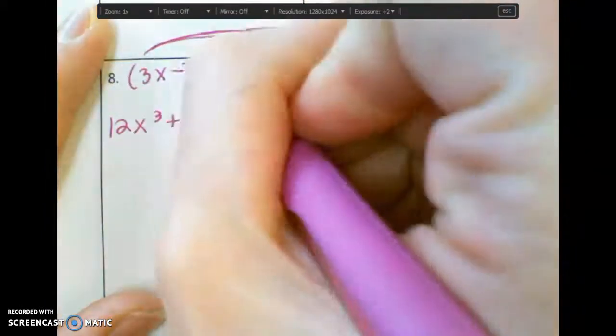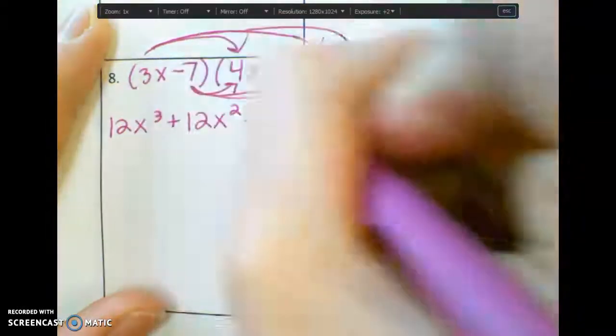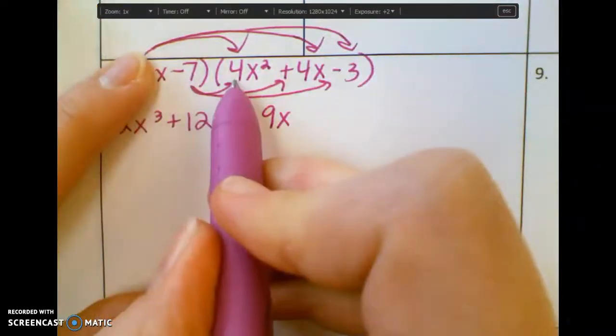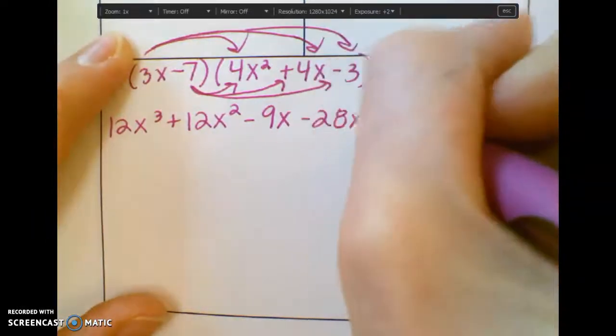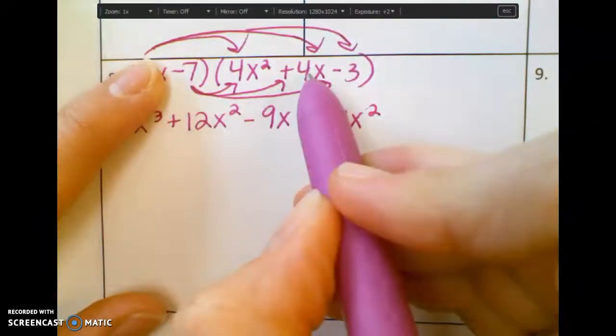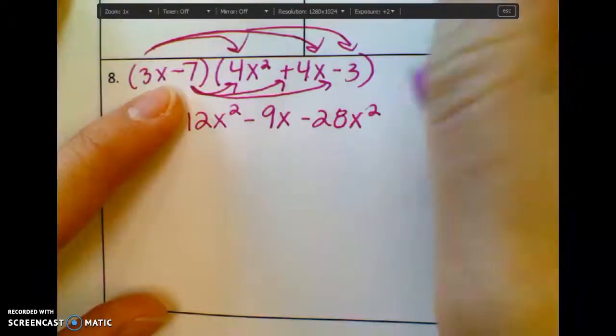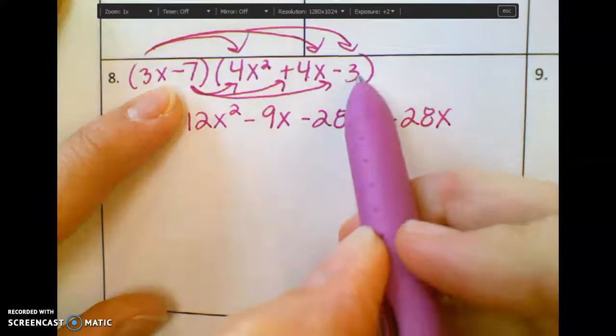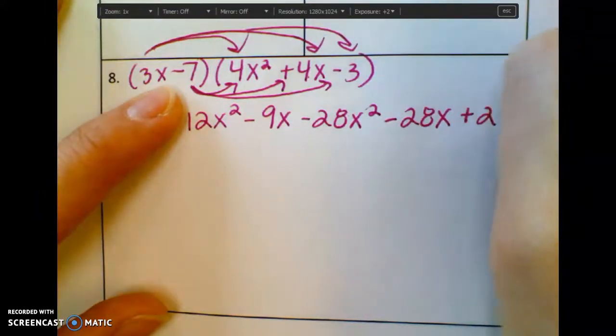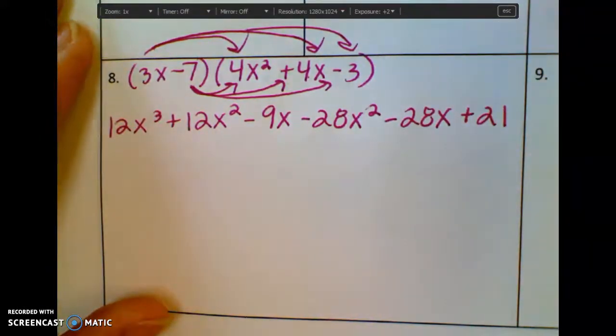Now we've got to give the negative 7 to everything. So negative 7 times 4x squared is going to give me negative 28x squared. Negative 7 times 4x is going to give me negative 28x. And negative 7 times negative 3 gives me a positive 21.